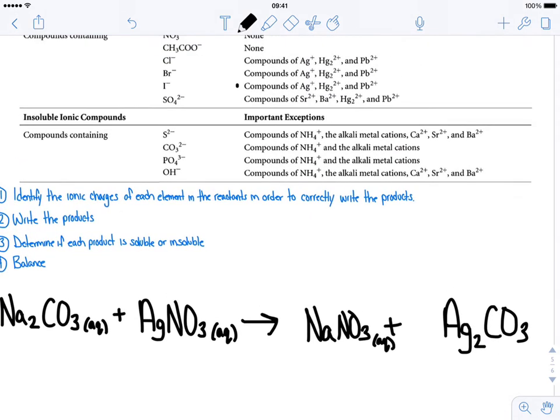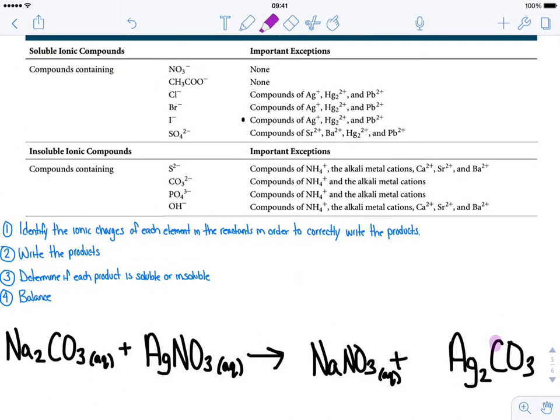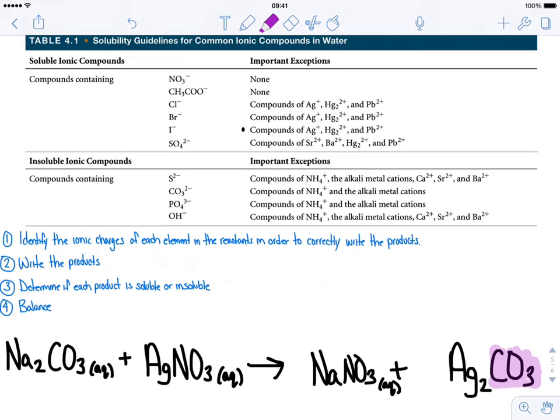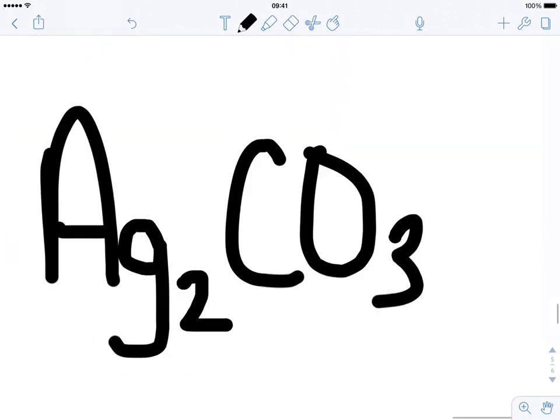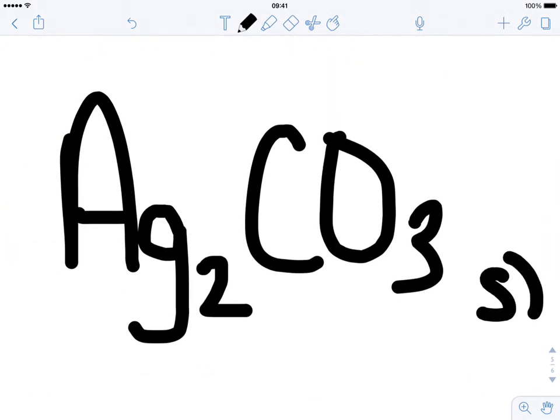Okay, now let's look at our other anion, which is carbonate right here. Let's find carbonate on the list. Where is it? Right here. Carbonate is generally insoluble unless it's paired with NH4 or any alkali metals. Is silver an alkali metal? No, it's not. It's a transition metal. So that means that this silver carbonate compound is insoluble. And since it's insoluble, that means it forms a precipitate. So this is going to be solid.